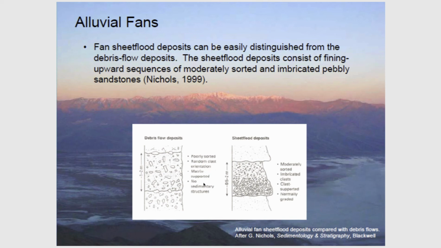Characteristic is also the dimension, which is between 0.5 and 2 meters many times. So the sheeted flow deposits will consist of these fining upward sequences. Instead, these deposits will be more debris flow type.